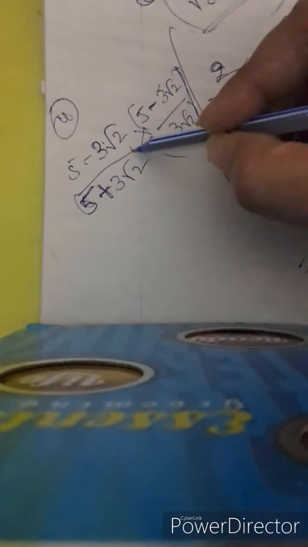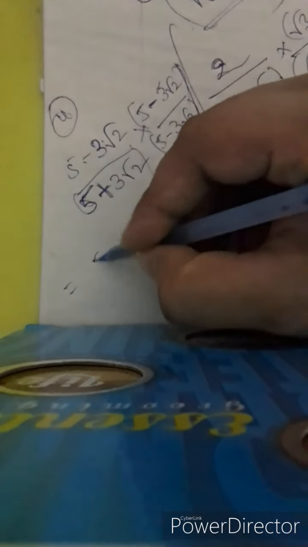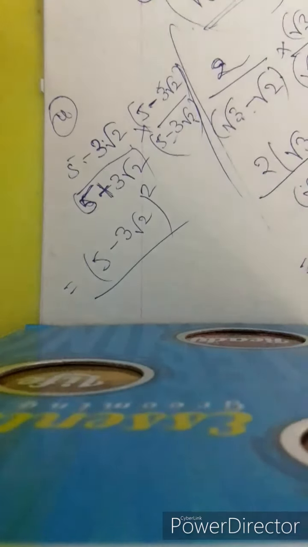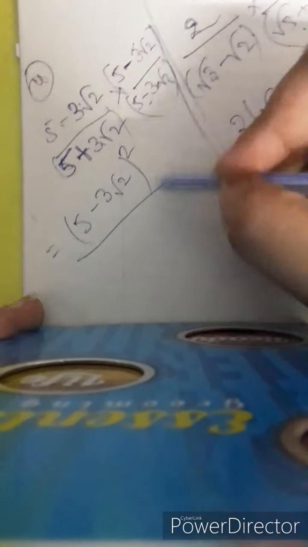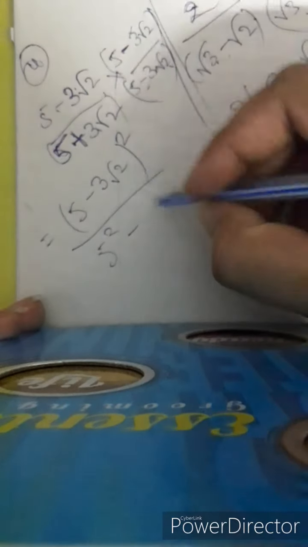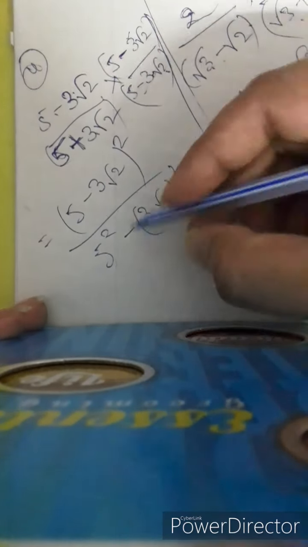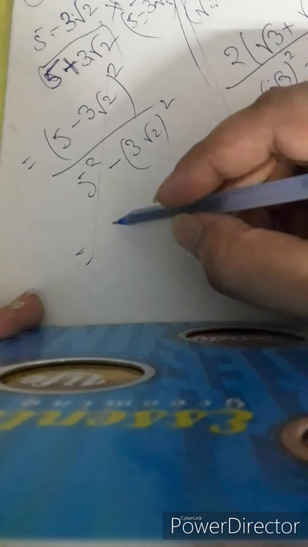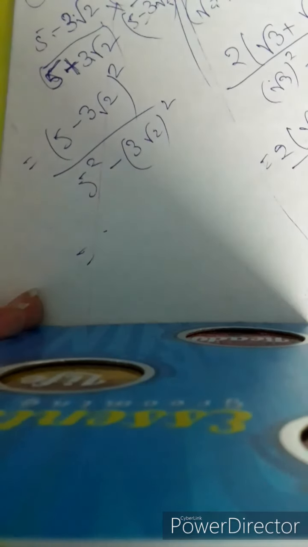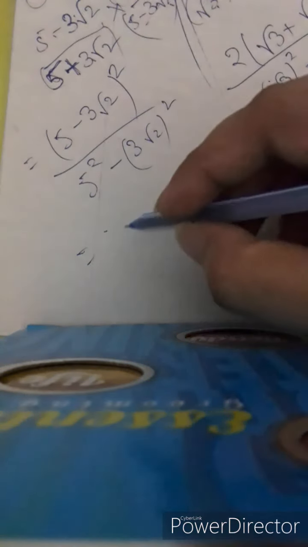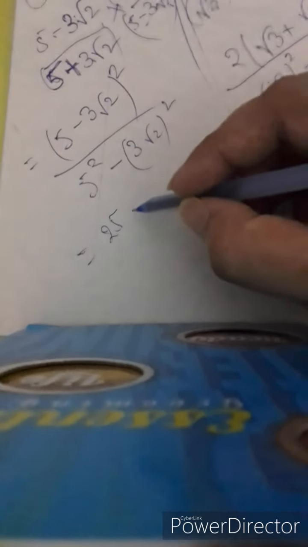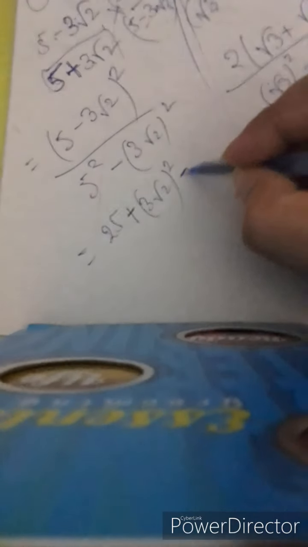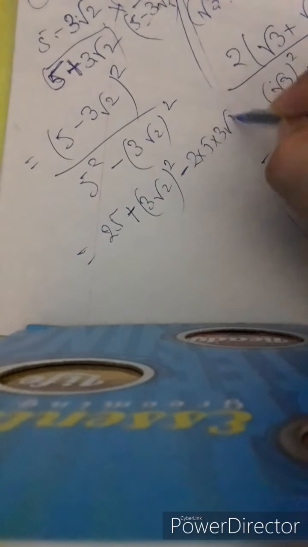Alright, so what does the numerator become? 5 minus 3 root 2 whole square, and the denominator becomes a plus b into a minus b, so 5 square minus 3 root 2 square. Alright, so 5 minus 3 root 2, what can we write? a minus b whole square, a square plus b square minus 2ab. So 5 square is 25 plus b square minus 2 into 5 into 3 root 2.